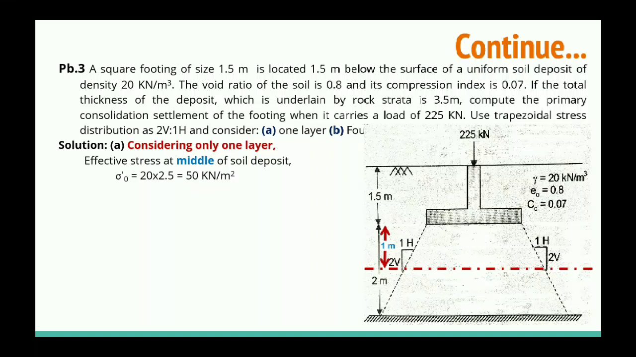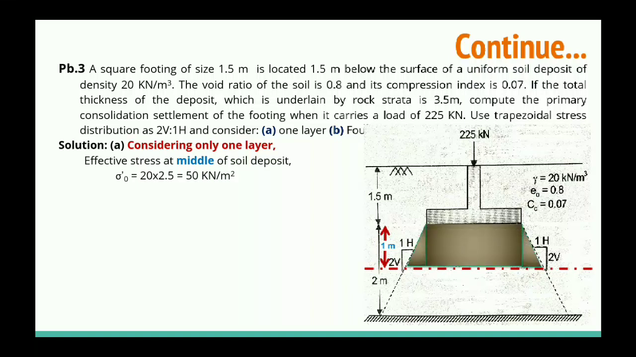So we can calculate simply. Total height of this layer from the ground surface is 2.5 meter. So we can calculate the effective stress because there is no water table. Whatever the total stress will be equal to the effective stress when pore water pressure is 0. Are you getting my point? So we can calculate the effective stress at the middle of the soil deposit, that is, we got 50 kilonewton per meter square.